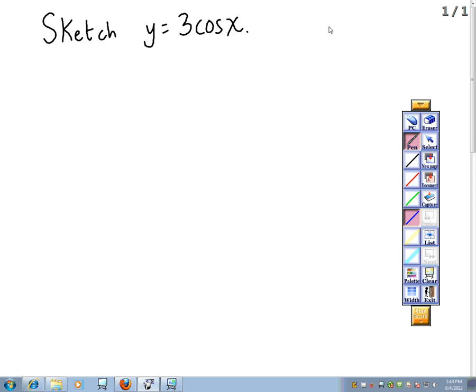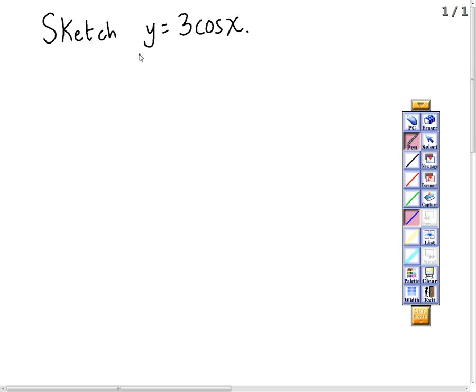Now let's sketch y equal 3 cosine x. I want to remind you that the general form is y equal a cosine kx, where absolute a gives me my amplitude, and k is going to affect the period. The period of cosine is typically 2 pi, but if there's a coefficient of x, it's 2 pi over k. So if we look at our picture, absolute a is 3, so my amplitude is 3.